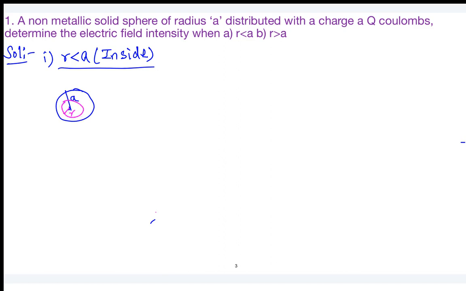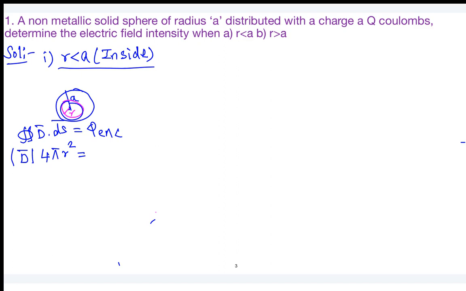The same thing, double integral D dot dS is equal to Q enclosed, and the flux density D is a constant, take it out, and the surface area is the same, 4 pi r square. So what is the amount of charge present in this Gaussian surface? Because it is a non-metallic sphere, I told you, you have to take it based on the volumetric proportion.